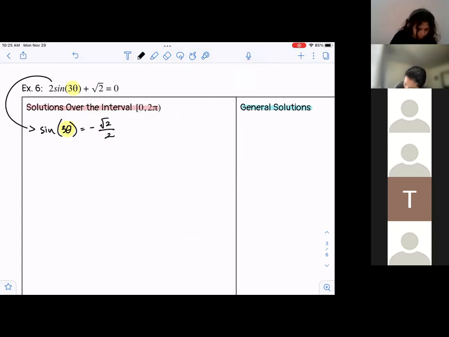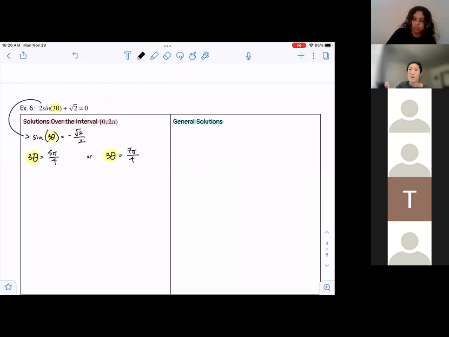And so I'm wondering, from your unit circle, if you could tell me which angles have a y value of negative root 2 over 2? Seven pi over four. I would agree. 7π/4 is one of them. And looks like Ian's got the other one, 5π/4. Love it. Okay. So we're going to stop here for a moment. Once you use your unit circle to find what 3 theta equals, my recommendation would be to pop over and look at the general solutions for a moment, okay?